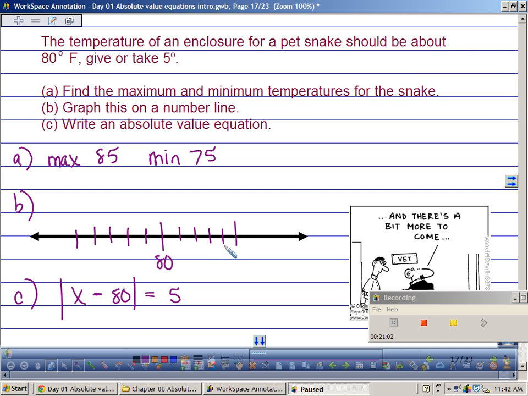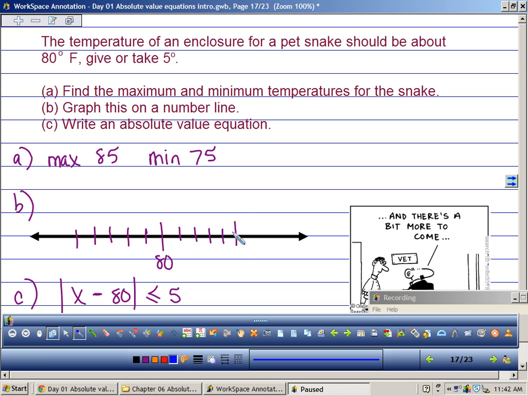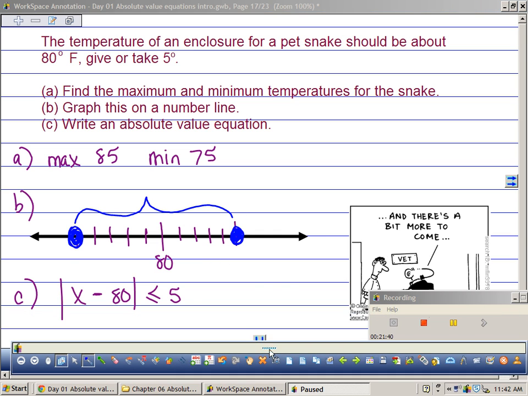So the distance between x and 80 is 5. But can the snake enclosure be 81, 82, 83, 84, 85? So everything less than or equal to 5. All the numbers less than that. Does that make sense? The equal problems could only be 5 away. But this one says there's a whole range here, all of the numbers in here. Right? Okay, write that one down.